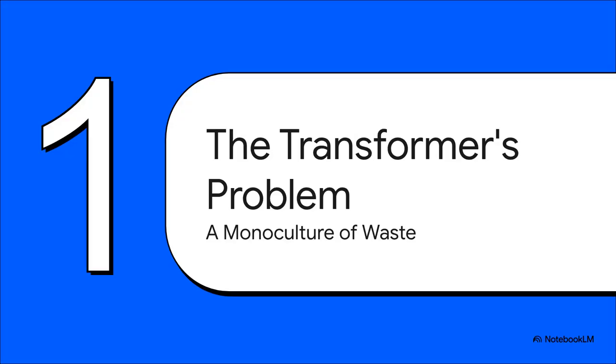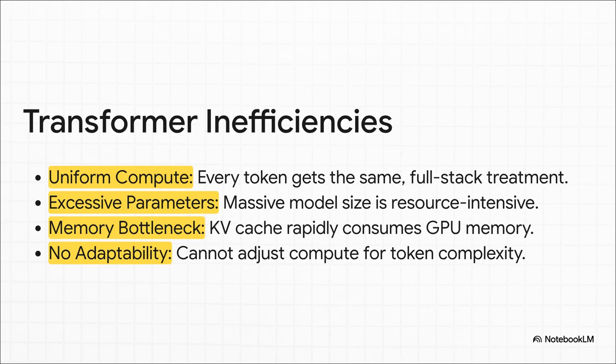For years, the transformer architecture has been the undisputed king. It's the engine behind pretty much every major AI you can think of. But its complete dominance has created what the researchers call a monoculture of waste. Sure, it's powerful, but it's a brute force, sledgehammer-to-crack-a-nut kind of approach. So what does this waste actually look like? Well, a few big things.